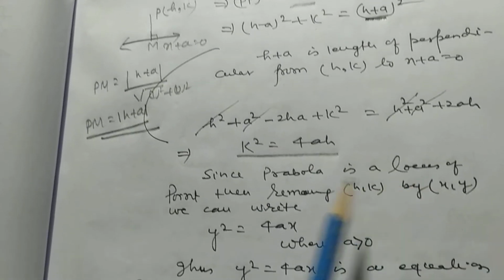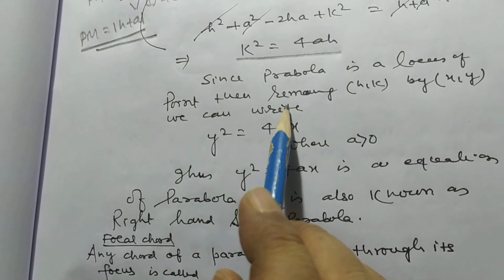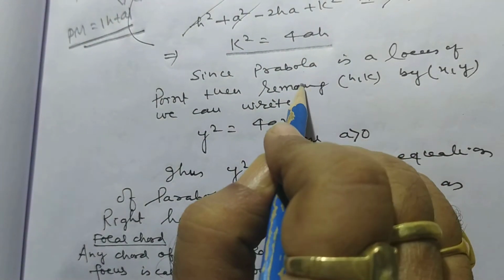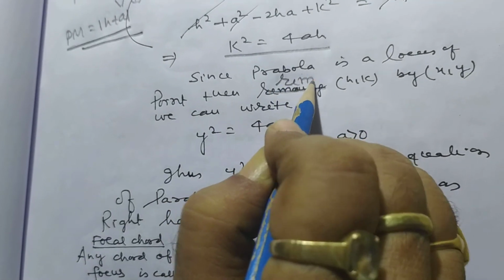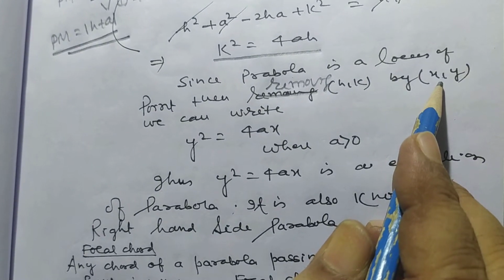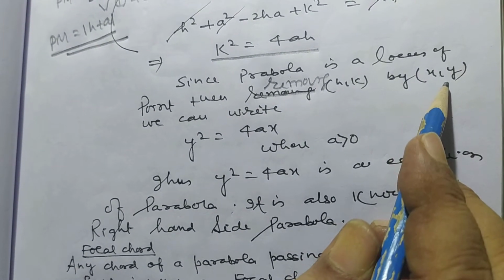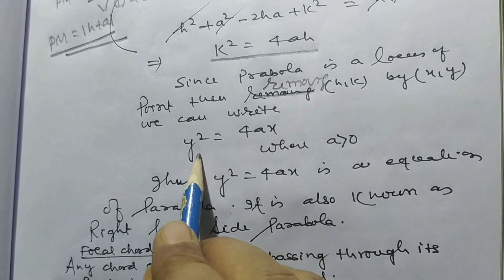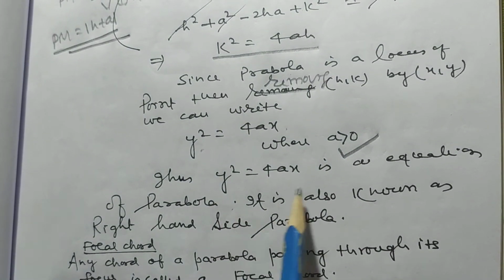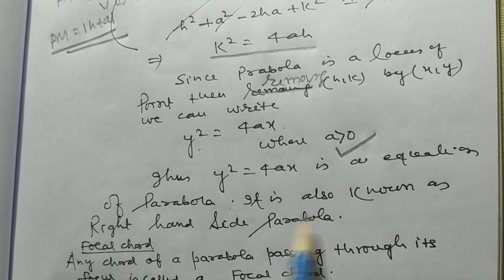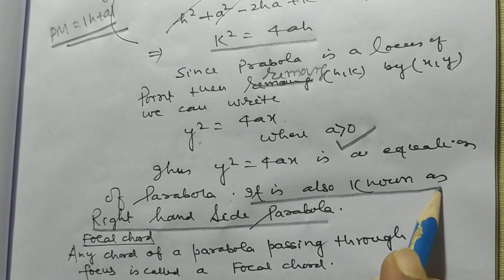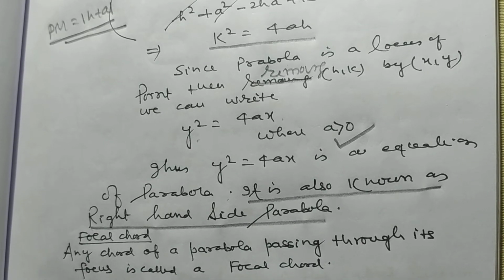Since the parabola is a locus of a point, replacing (h, k) by the coordinates of a general point on the path of the parabola (x, y), we can write y square equals 4ax, where a is greater than 0. Thus y square equals 4ax is an equation of the parabola. It is also known as the right hand side parabola.